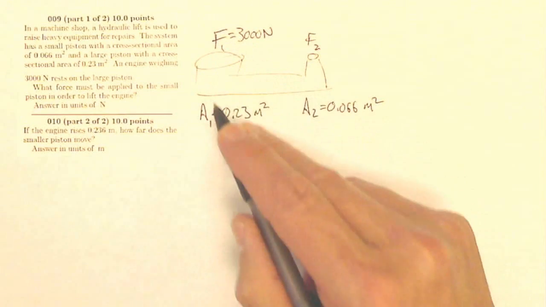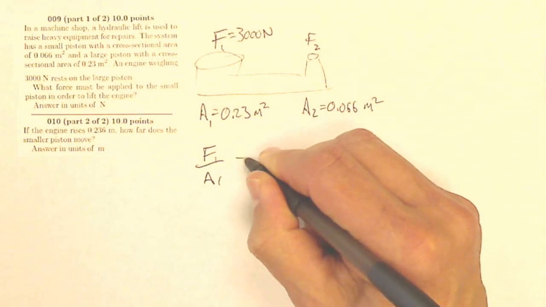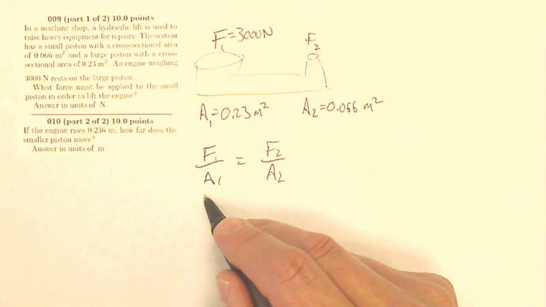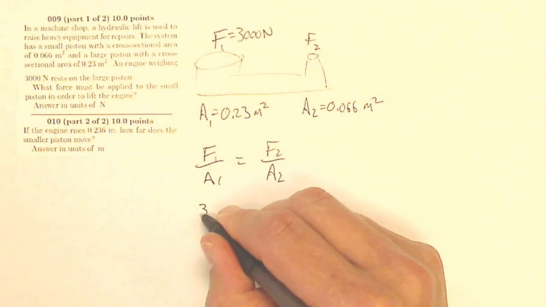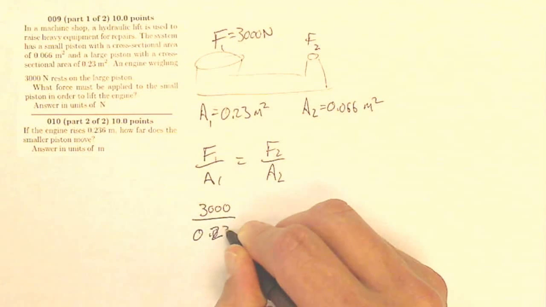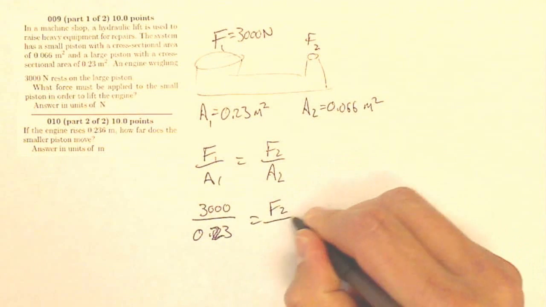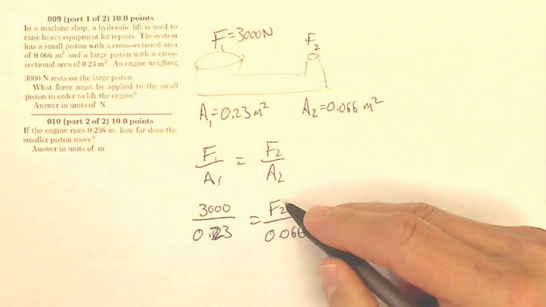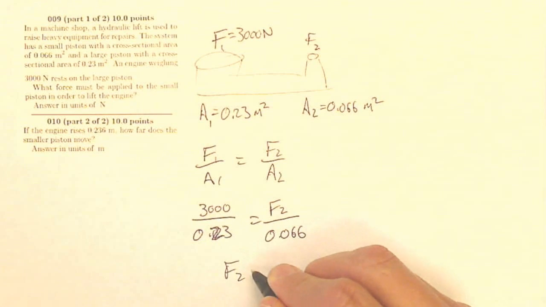So I know that the pressure here is going to equal the pressure here. So force over area, force 1 over area 1, is going to be force 2 over area 2, because the pressure here, force per area, is going to equal the pressure here, force per area. So this is going to be 3,000 divided by 0.23 is going to equal this force 2 that I'm going to be looking for divided by 0.066. So I've got my small force, small area, big force, big area. And when I do that, I can solve for my F2.